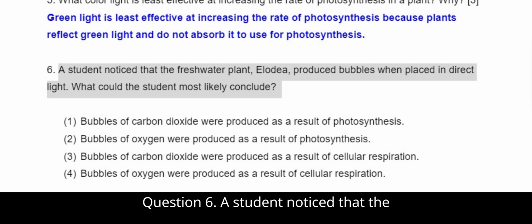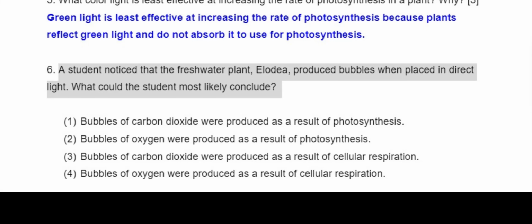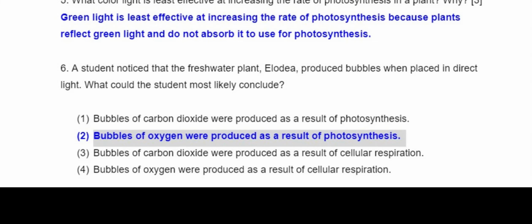Question 6. A student noticed that the freshwater plant, Elodea, produced bubbles when placed in direct light. What could the student most likely conclude? A student could most likely conclude 2. Bubbles of oxygen were produced as a result of photosynthesis.